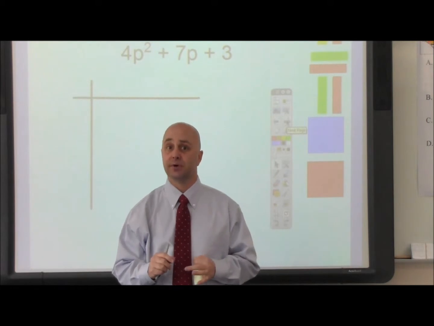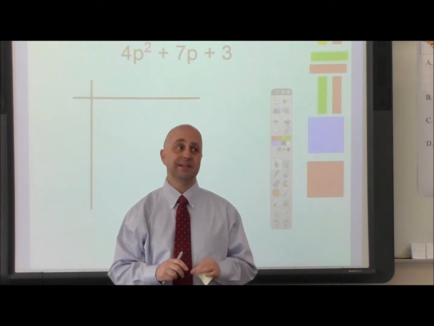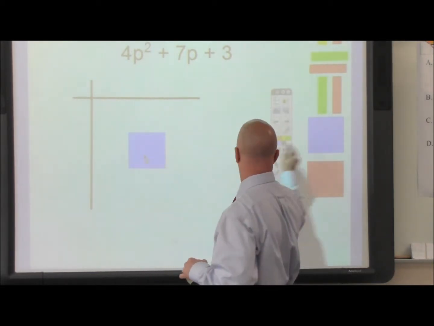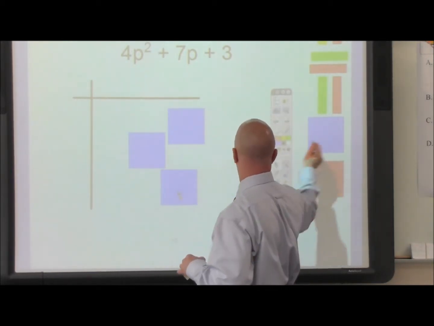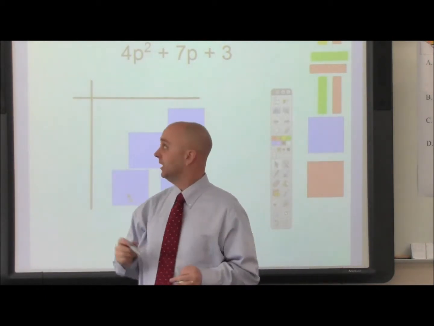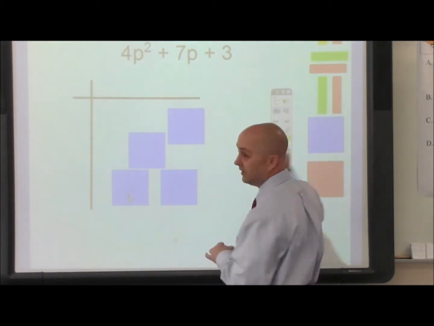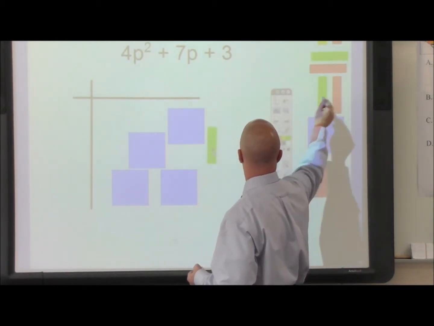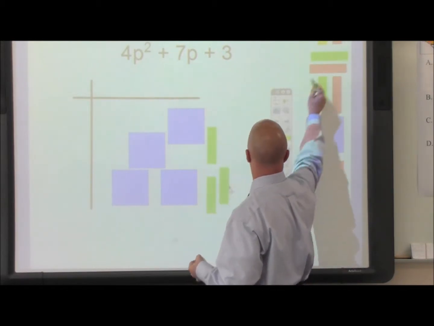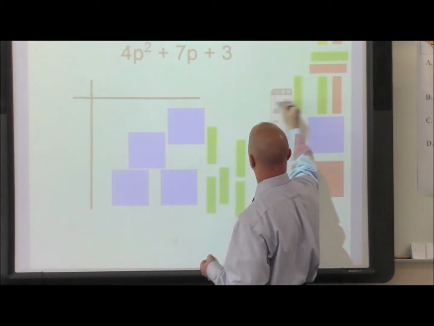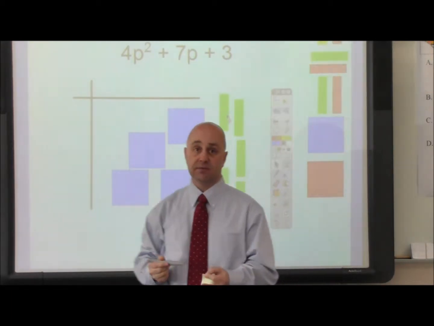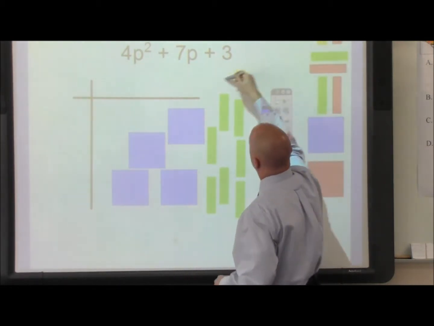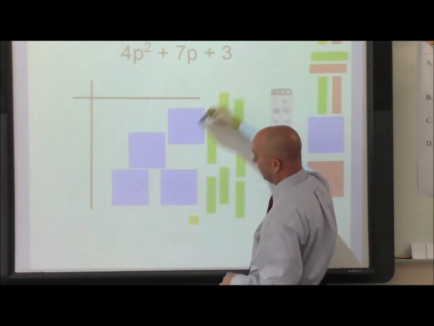So let's get the parts first. 4p squared means I need 4 big squares that are positive. So I'm going to grab 1, 2, 3, 4. I'm going to need those. I'm going to need 7 p's. And p's are just like x's, and positive x's would be these green guys. 1, 2, 3, 4, 5, 6, 7. 7 of those. And then 3 just ones. So those are the little unit squares.